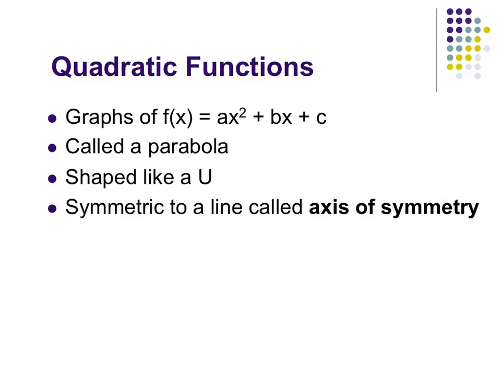Quadratic functions. So this is a function in quadratic form. f(x) = ax² + bx + c. The graph is called a parabola. It's shaped like a U, and it's symmetric to the line we call the axis of symmetry. Sometimes that is the y-axis, sometimes it is not. And we will learn how to find it.